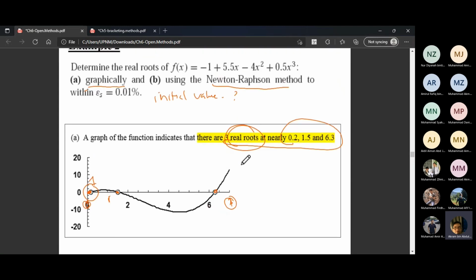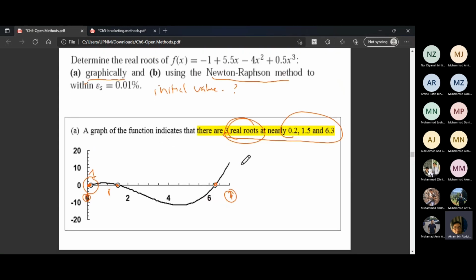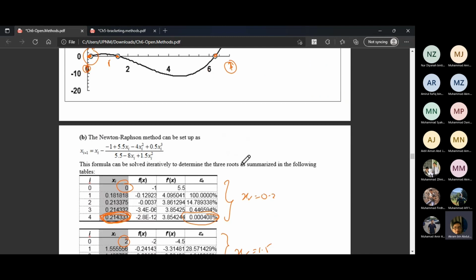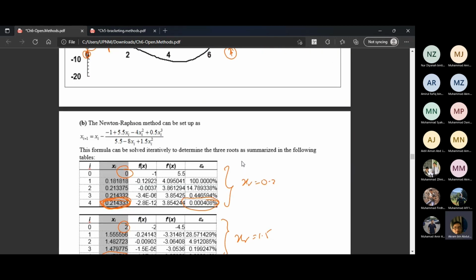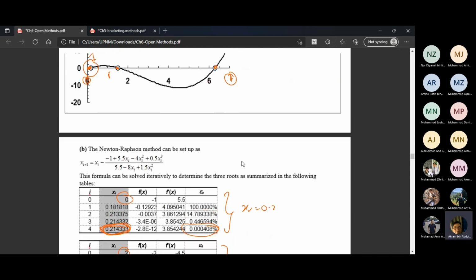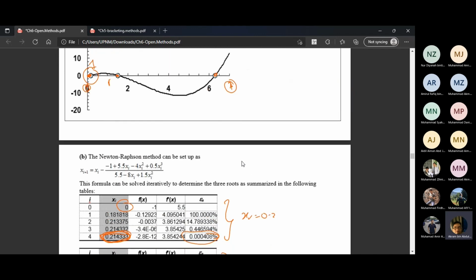So when we want to try to solve using Newton Raphson, we need to choose our initial value. So for the first root, kita tahu root tu berada dekat dengan 0.2 lah. But we don't know the exact root value. So to make it easier, we choose any point that is nearer to this root. So for the first root, we choose our initial x as 0.